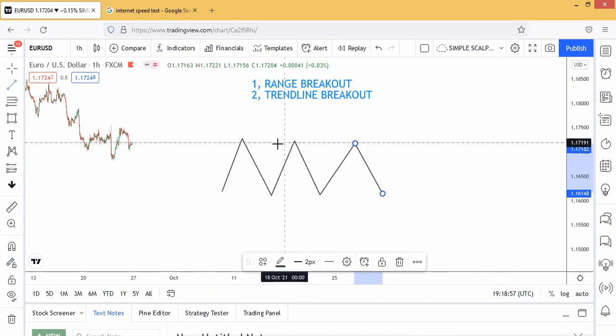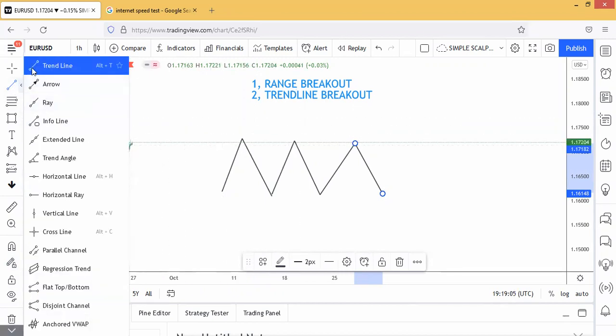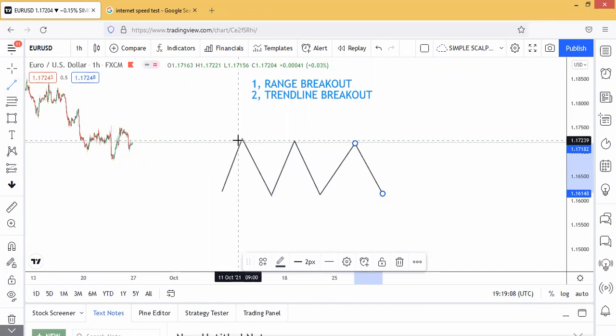What do I mean by that? Two areas like this, let's say this is one touch, two touch. But the more touch you have, the better. And you should always know that the more touch you have on either a trend line or a range, the quicker it's going to get broken.